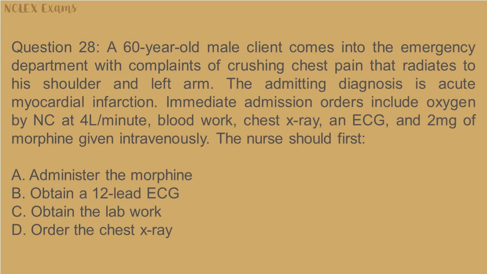Question 28. A 60-year-old male client comes into the emergency department with complaints of crushing chest pain that radiates to his shoulder and left arm. The admitting diagnosis is acute myocardial infarction. Immediate admission orders include oxygen by NC at 4 liters/minute, blood work, chest X-ray, an ECG, and 2 milligrams of morphine given intravenously. The nurse should first A. Administer the morphine. B. Obtain a 12-lead ECG. C. Obtain the lab work. D. Order the chest X-ray.